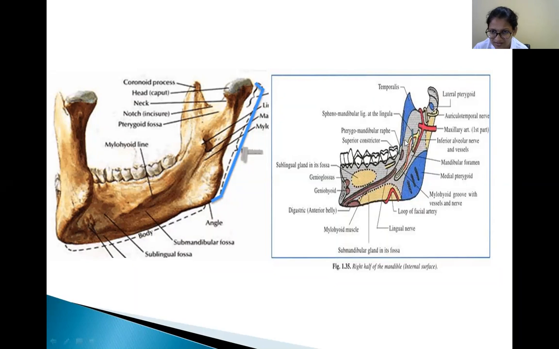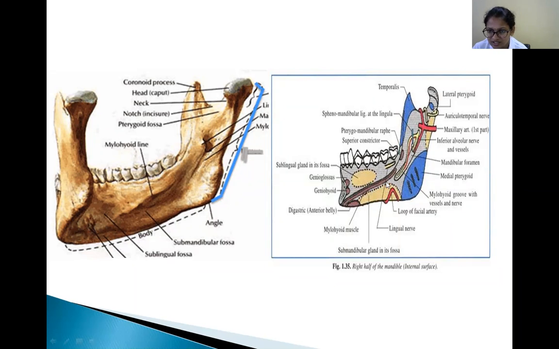This is the mylohyoid line, which extends from just behind the third molar tooth up to the midline, below the genial tubercle, just above the digastric fossa. This mylohyoid line gives attachment for the mylohyoid muscle. Just above the anterior part of the mylohyoid line, you see a sublingual fossa. In this sublingual fossa, you see the sublingual gland.